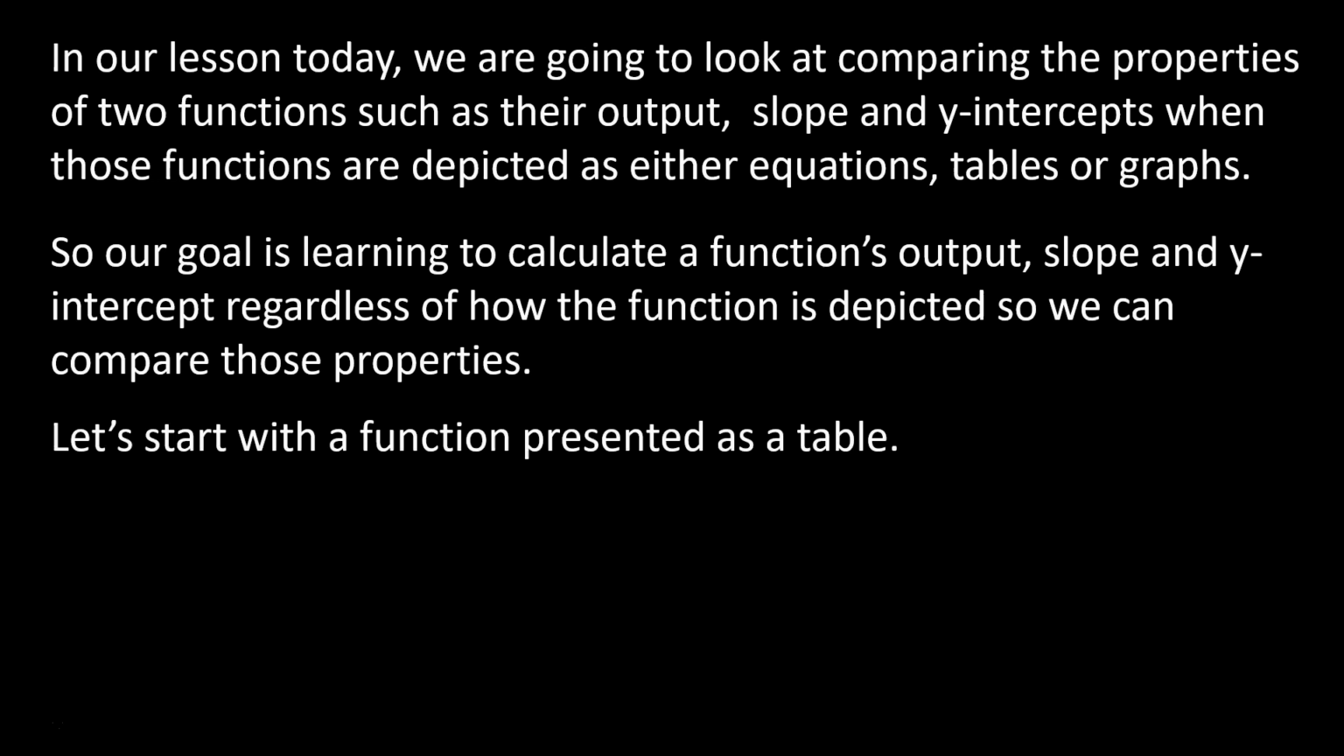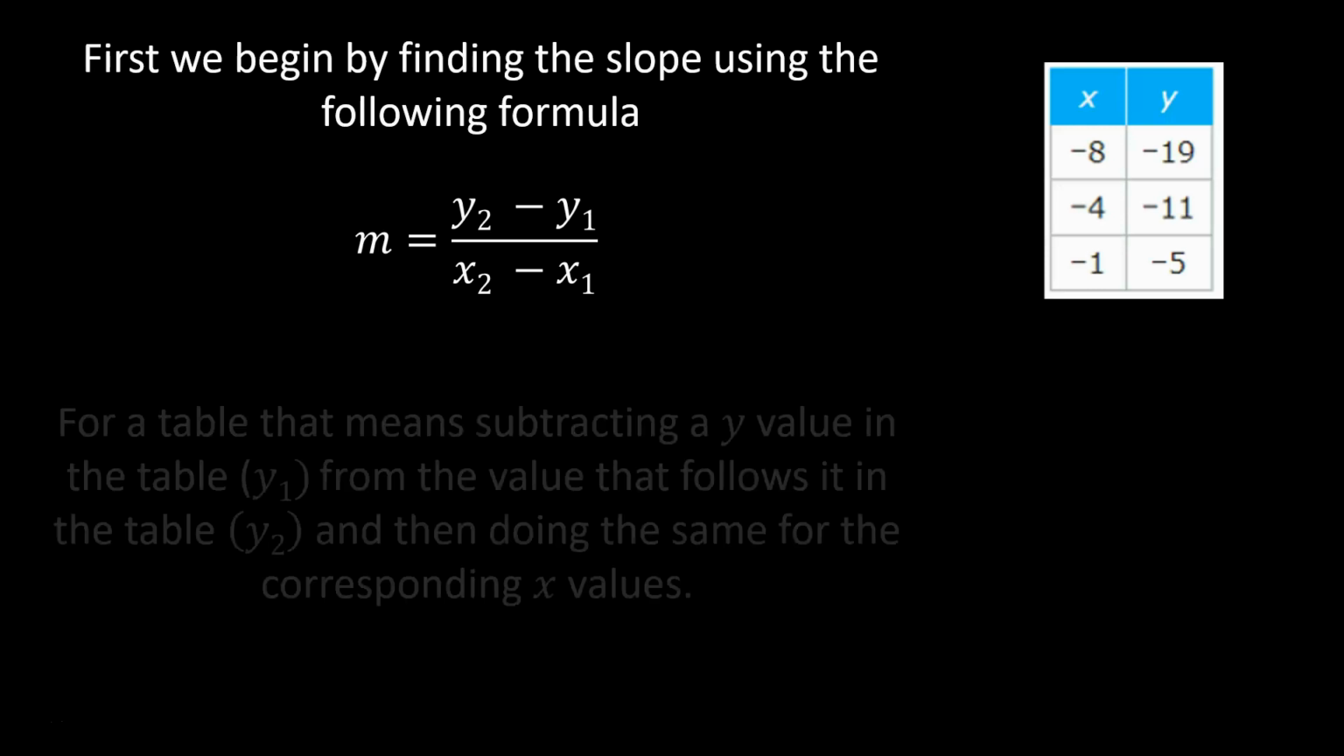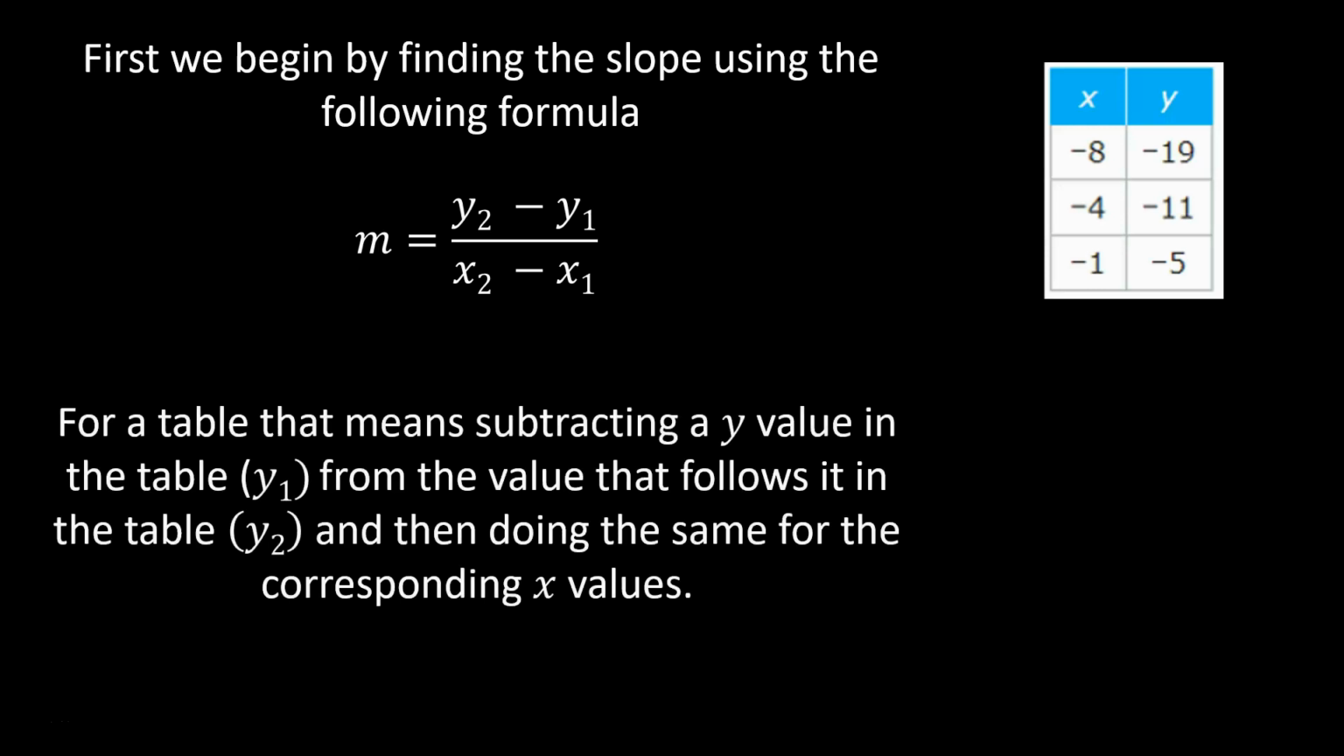Let's start with a function presented as a table. First, we begin by finding the slope using the following formula: m equals y2 minus y1 over x2 minus x1. For a table, that means subtracting a y value in the table, y1, from the value that follows it in the table, y2, and then doing the same for the corresponding x values.